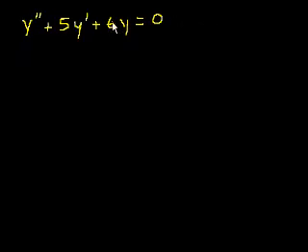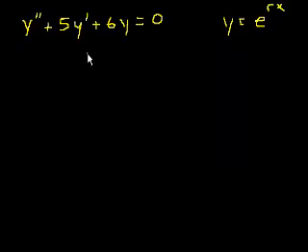And in particular, maybe e to the x won't work here. You could even try it out, right? If you did e to the x, it won't satisfy this equation. You'd get e to the x plus 5 e to the x plus 6 e to the x. That would not equal 0. But maybe y is equal to e to some constant r times x.